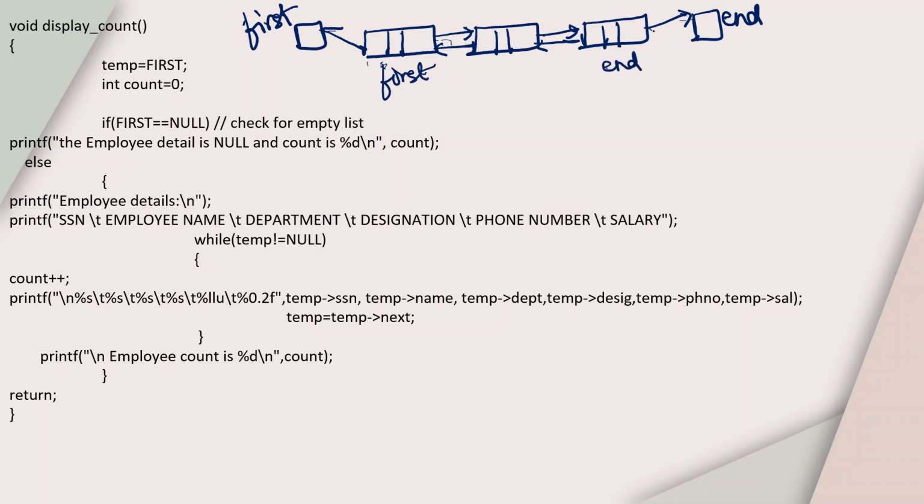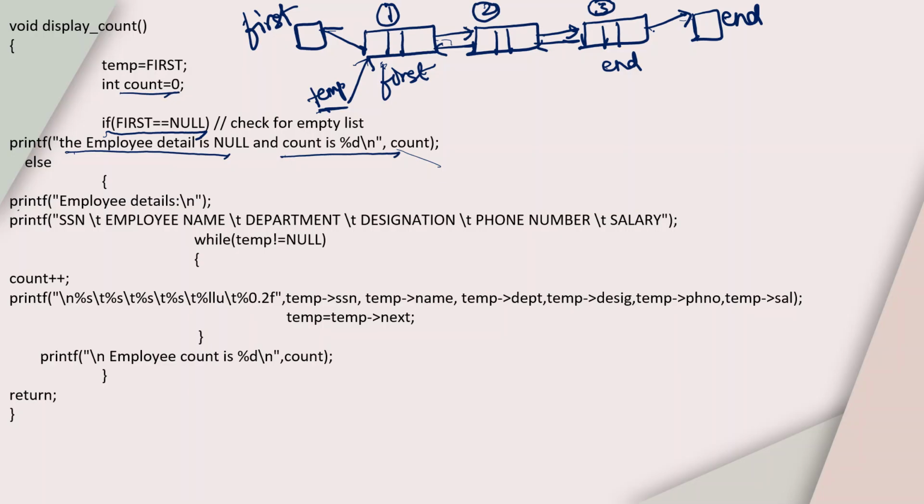Now you see, I have also given one variable. There is no creation here, just counting, right? So the first node itself, I'll make it as a temp because I have to go from this node to this node to this node. That means I have to count, so I have to move the control also. That is why I am using this variable called temp. Again, if the first is equal to null, that means no list is present. So employee detail is null and the count is 0. That is why I have given the count as 0.